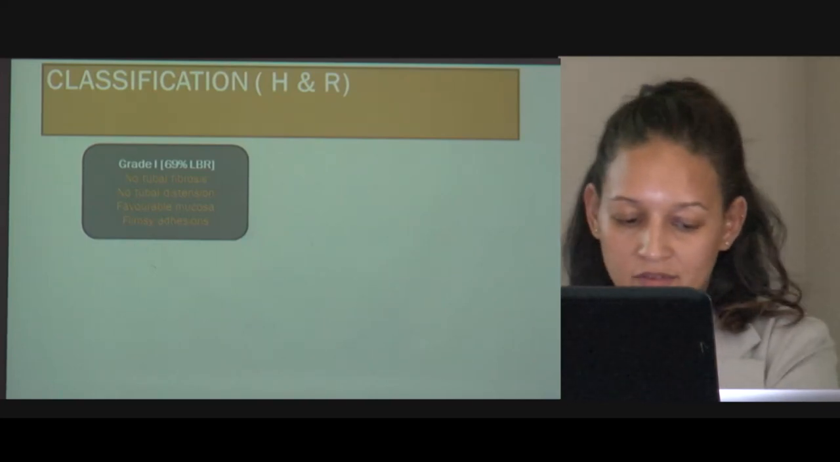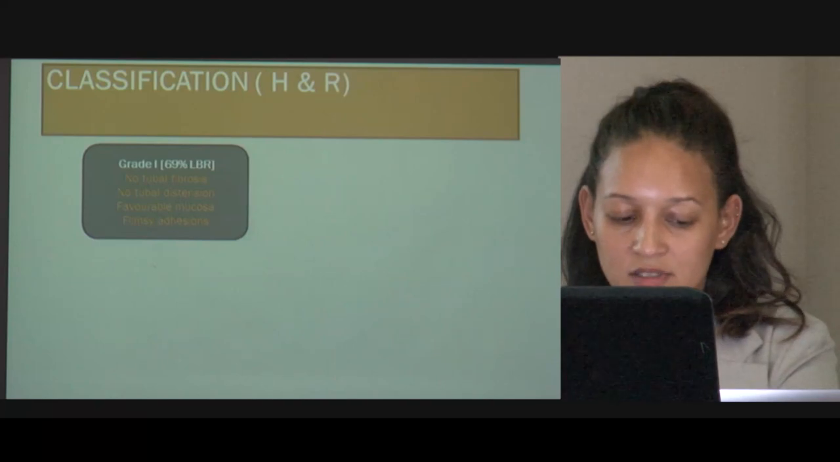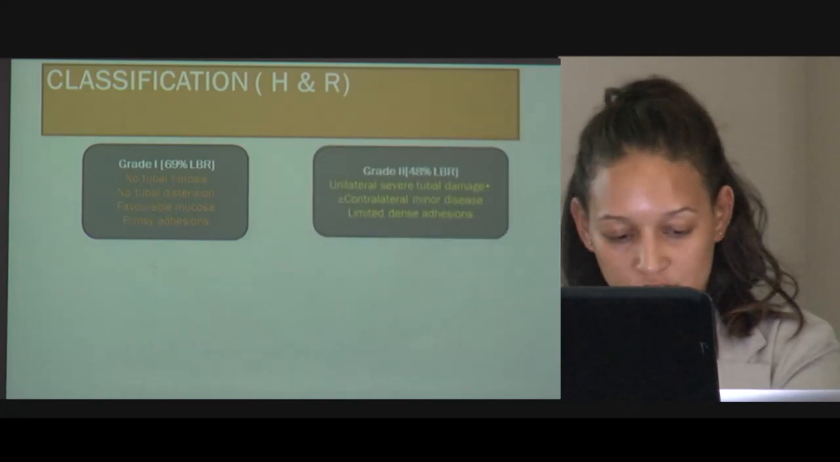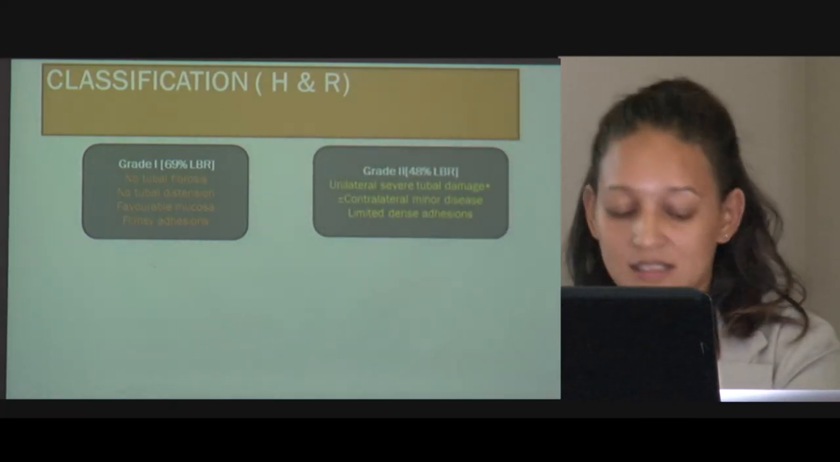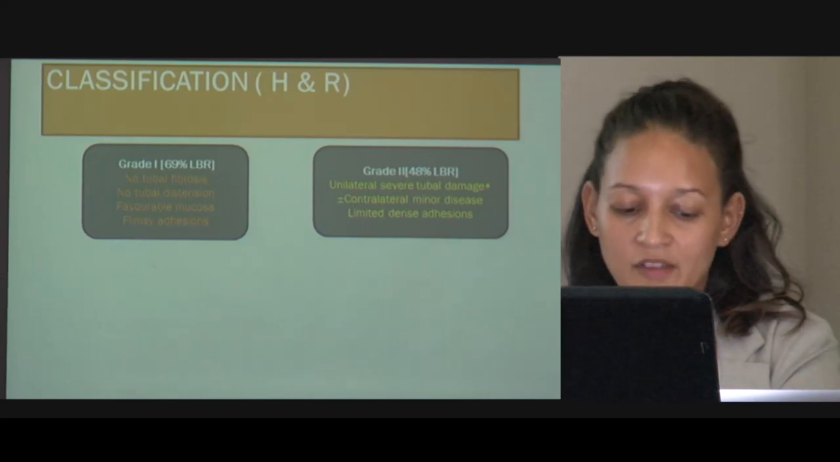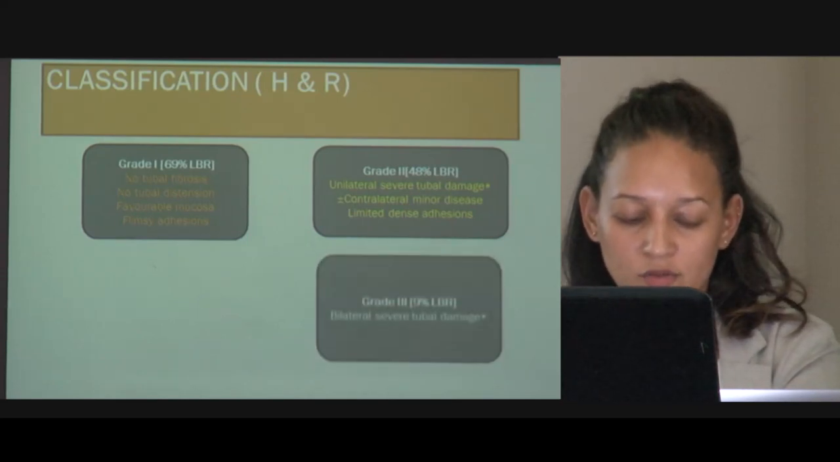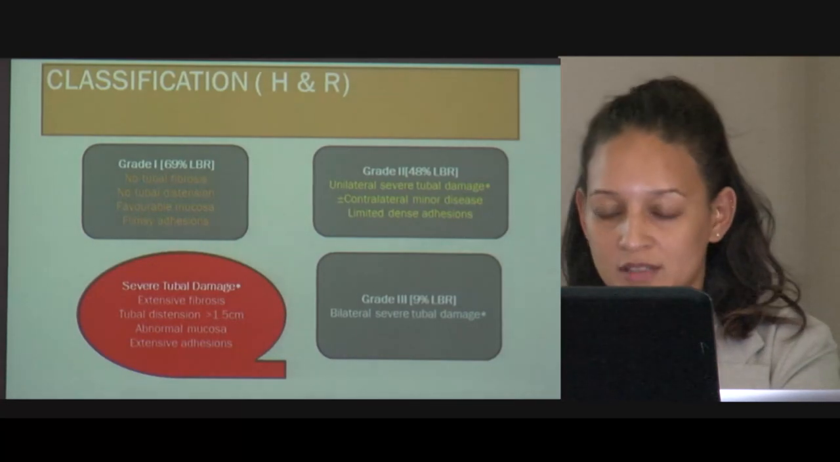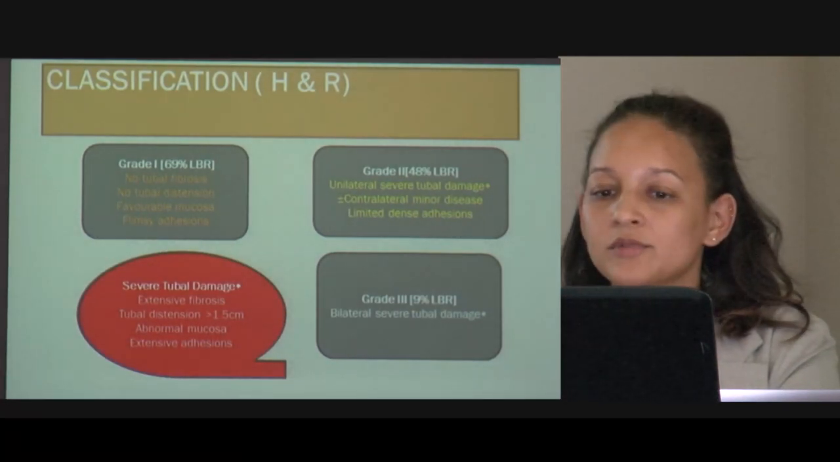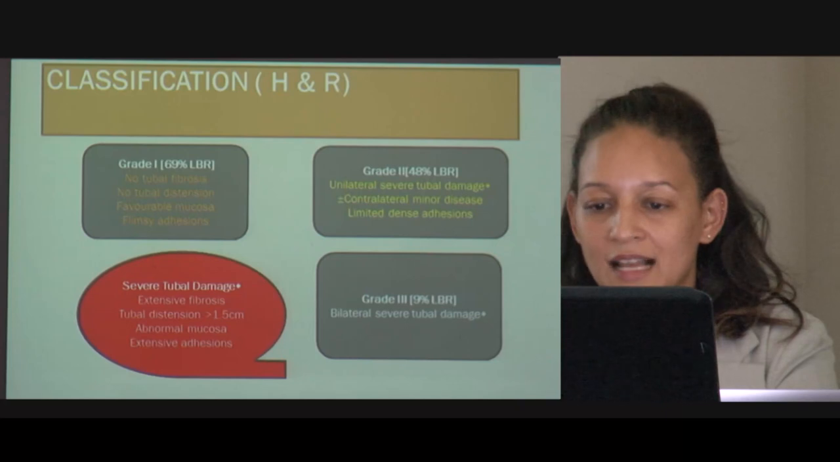The Hall and Rutherford classification system is a simple system that is able to distinguish women into three distinct groups, giving a favorable, fair, and poor prognosis for the live birth following tubal surgery. So this is just a mock-up of the classification.